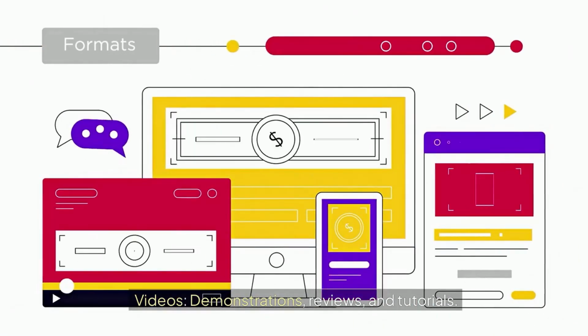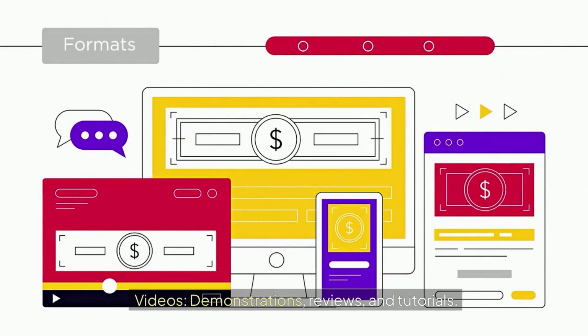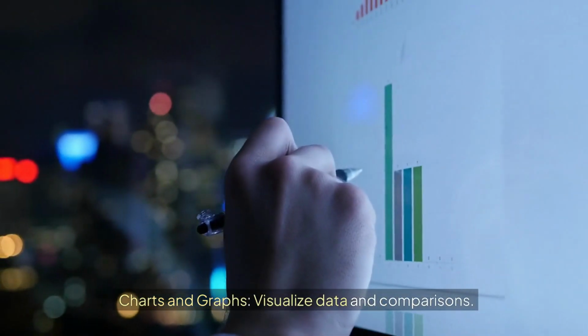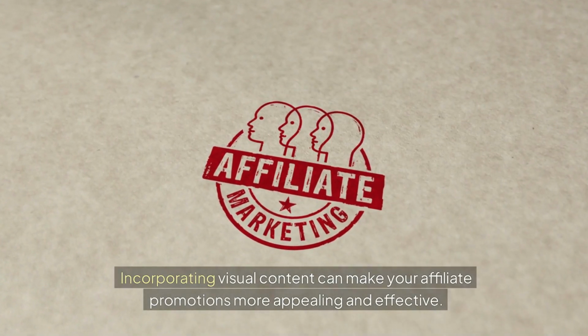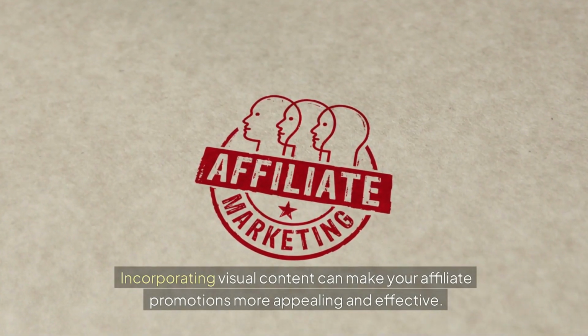Videos. Demonstrations, reviews, and tutorials. Charts and graphs. Visualize data and comparisons. Incorporating visual content can make your affiliate promotions more appealing and effective.